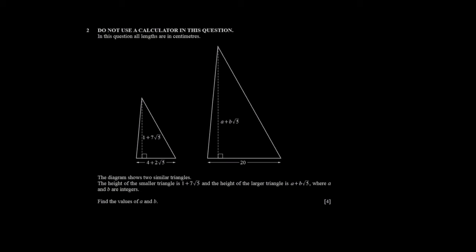Okay, then question 2, which is a surds question. I want to draw your attention to this statement here. Do not use a calculator in this question, right? In other words, you need to make sure you show all of your working, all of your multiplying out of surds in order to get the marks for this question.